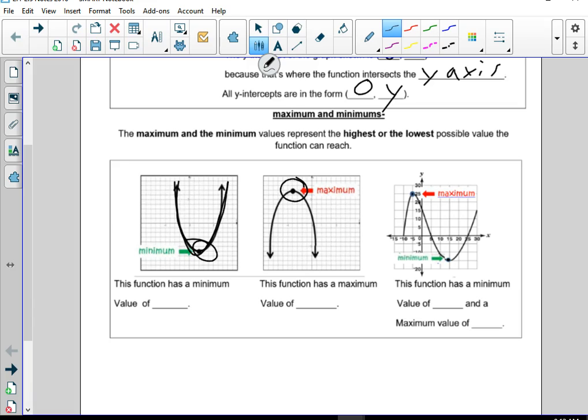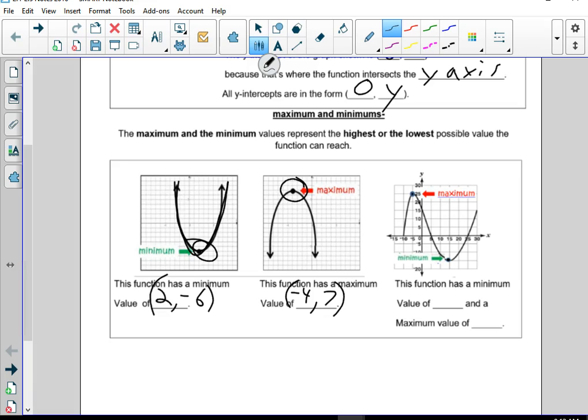So, right here, it's kind of hard to read because it's kind of blurry, but I'll tell you right now, this is at (2, -6). So right 2, down 6. The second one has a maximum at (-4, 7). So left 4, up 7.